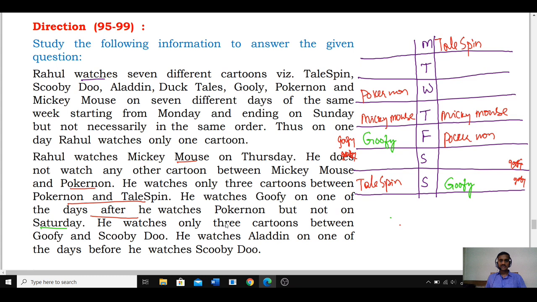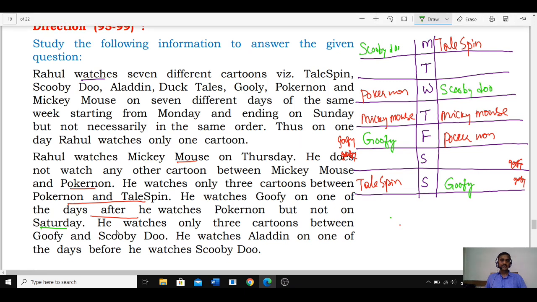He watches exactly 3 cartoons between Goofy and Scooby-Doo. Hence in the first case, Scooby-Doo must be on Monday. In the second case, counting 1, 2, 3, Scooby-Doo must be on Wednesday. And he watches Aladdin on one of the days before Scooby-Doo, but in the first case Scooby-Doo itself is on the first day, which is not possible.